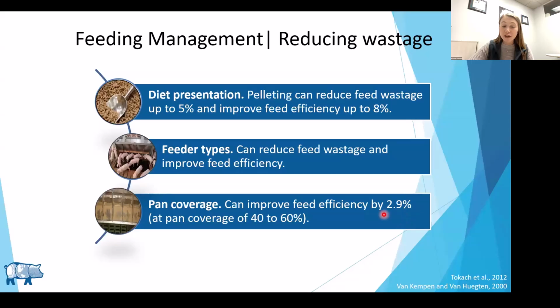Finally, we do have pan coverage as well. And so something as simple as managing the pan coverage within the barn to be between 40 to 60% can help improve feed efficiency by reducing the amount of feed that's wasted by about 2.9%. So just a simple management strategy can go a long way with helping ultimately improve our efficiency and reduce the environmental impact.